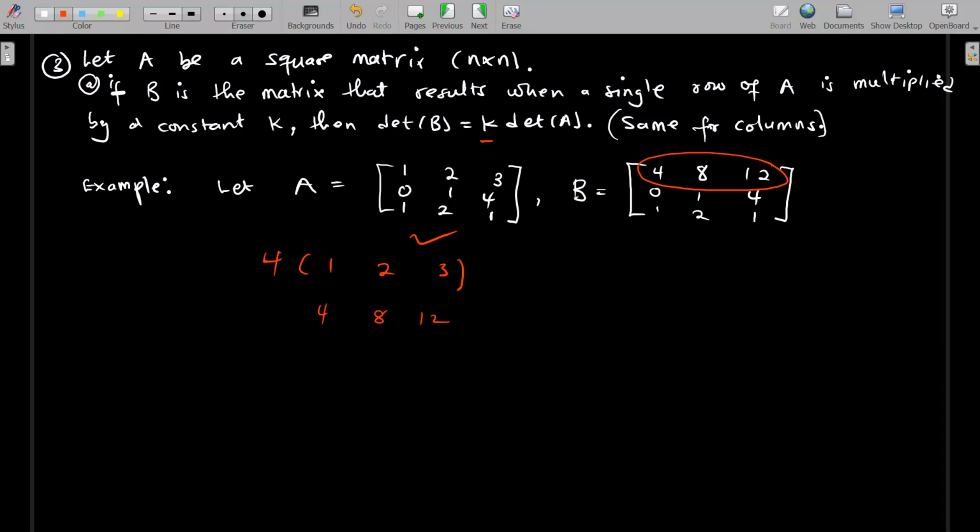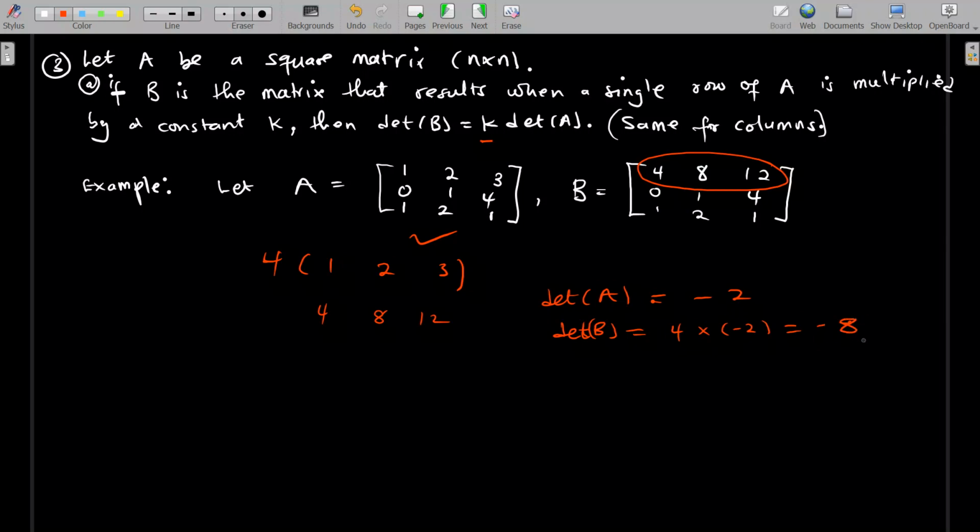So this is happening in a row. If it happens in a column, that will be the same thing. Then the determinant of A, if I do this step by step, the determinant of this matrix A here is negative 2. You go through the process of finding the determinant of a matrix, okay, so you can do it. And then on the other hand, for this B, I want you to verify that the determinant of B is equal to 4 times the determinant of this A.